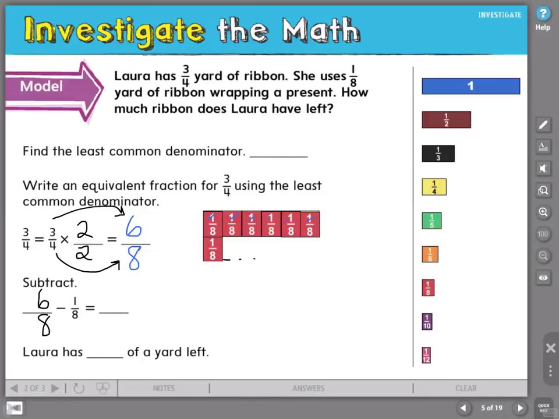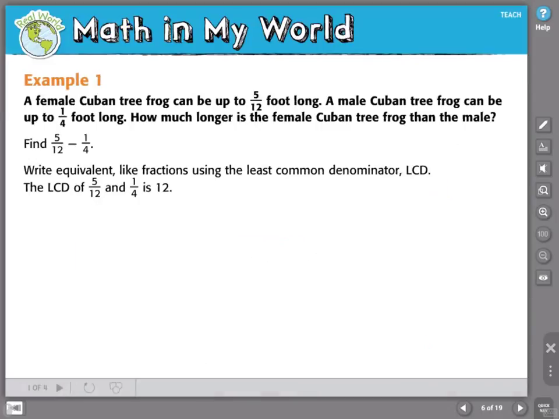The difference represented here is 1, 2, 3, 4, 5. So 5/8 is my difference. Laura has 5/8 of a yard left. Let's try another example. A female Cuban tree frog can be up to 5/12 of a foot long. A male Cuban tree frog can be up to 1/4 of a foot long. How much longer is the female Cuban tree frog than the male?